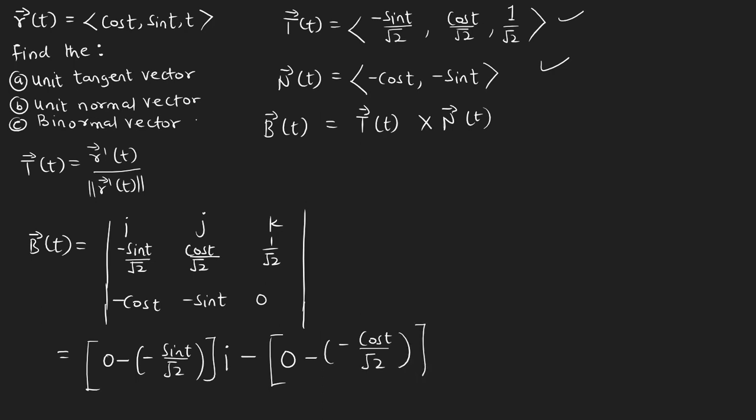Then we have j here and then plus. Let's look at the last one. For this one, you're going to have minus sine t multiplying minus sine t, right? So that gives us sine squared t over root 2. And then minus, we will have minus cos t multiplying cos t on root 2, so that gives us plus cos squared t on root 2. So this is what you have now. So now let's do some simplification here.